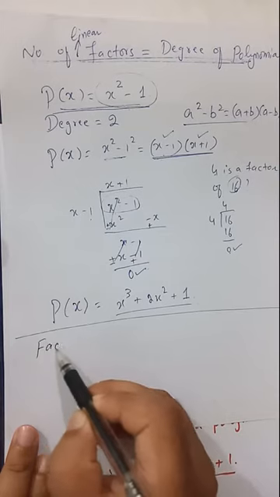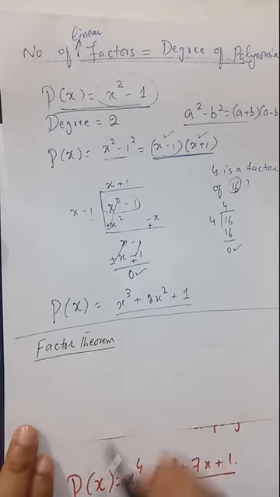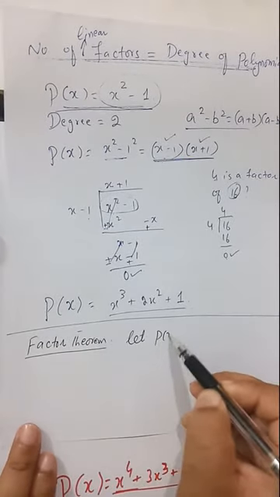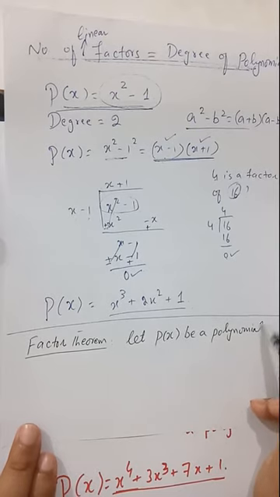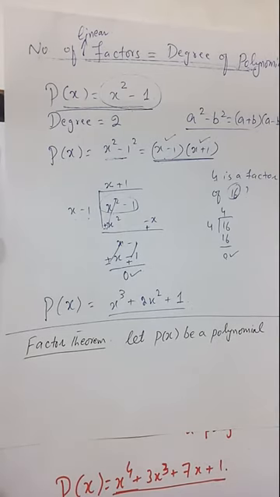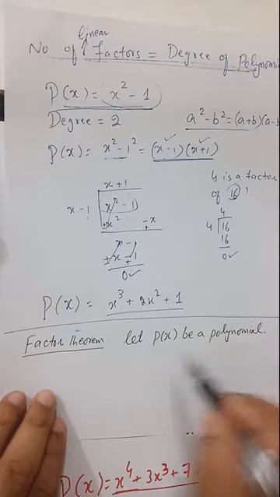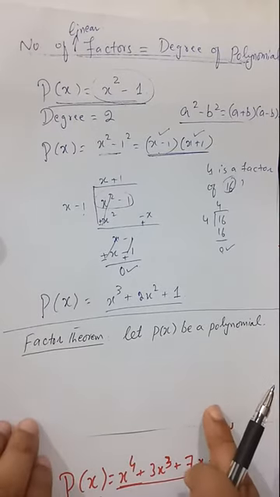What is factor theorem? Factor theorem is used to find the factors of a polynomial. Let p of x be a polynomial. Let's say this is your polynomial. It may be any type of polynomial. The degree of the polynomial may be any degree. I already explained that the polynomials are denoted by p of x if that algebraic expression in which the powers of the variables in each term is a whole number and the variable is x. So we denote that by p of x. If the variable is other than x, let's say t, then p of t will be the representation for that polynomial. So let p of x be a polynomial.